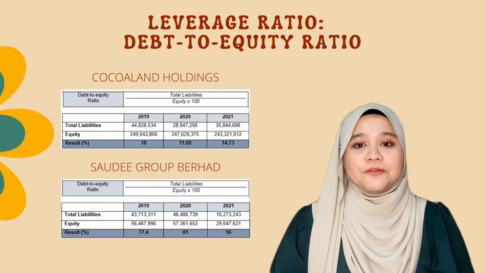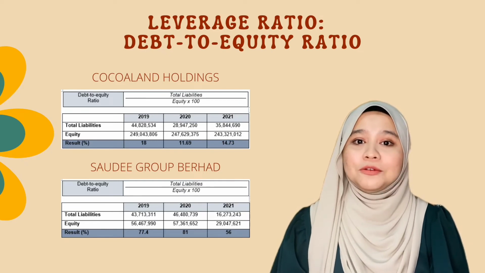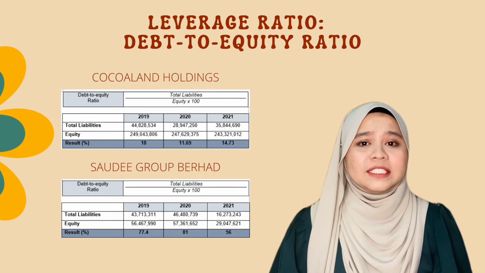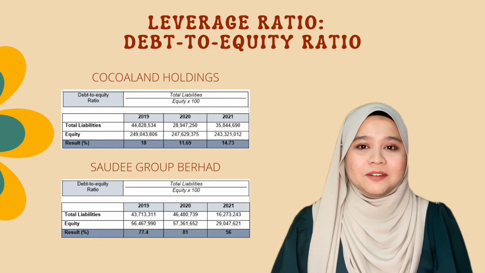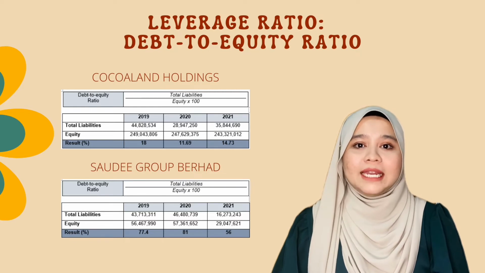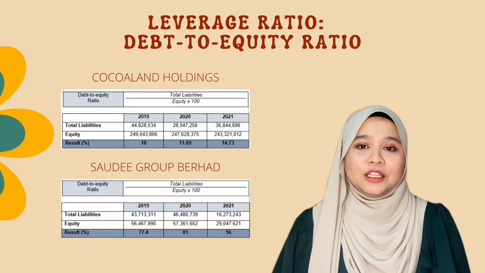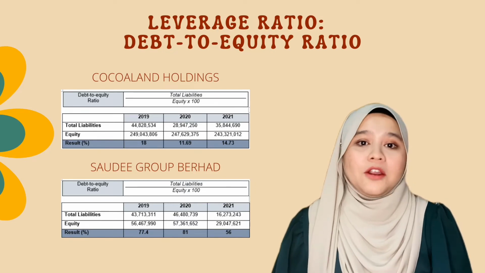The debt to equity ratio for Coqualand has improved, whereby it decreased from 2019 to 2020, from 18% to 11.69%, making the company more stable, even though it increased a little bit in 2021 to 14.73%. Meanwhile, for Saudi Group's debt to equity ratio, in 2019 the rate is 77.4% and increased to 81% in 2020, then decreased back in 2021 to 56%, which is the best rate, beneficial for the company to avoid making a lot of debt.